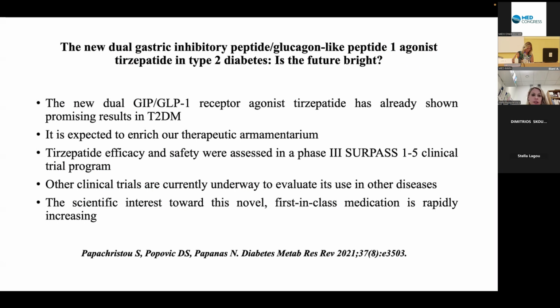So, the new dual GIP-GLP-1 receptor agonist tirzepatide has already shown promising results in type 2 diabetes mellitus. It is expected to enrich our therapeutic armamentarium. As we said before, tirzepatide efficacy and safety were assessed in phase 3 trials, SURPASS 1 to 5. Other clinical trials are currently underway in order to evaluate its use in other conditions. The scientific interest towards this effect is rapidly increasing, so I would say that the future is bright.